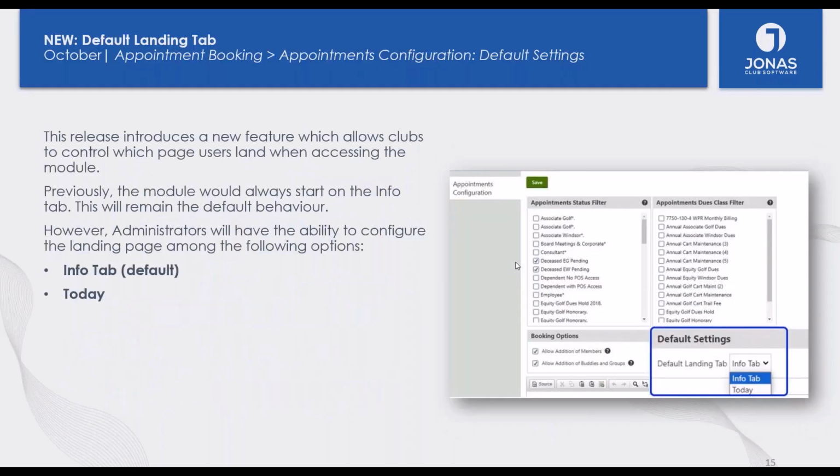Within appointment booking, we added a new landing page setting. By default, it lands on the info tab if you're using the appointment booking module. However, you can have it land on today's date instead. So this is a configuration within Club Central. When you're managing your site, you can go in, and again, it defaults to the info tab, but you can modify that to be today. Then when members land on the appointment booking module, they will land on today's date as opposed to the info tab wherein you can put content.